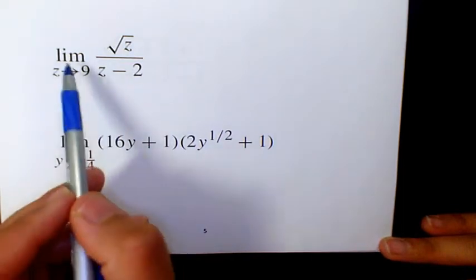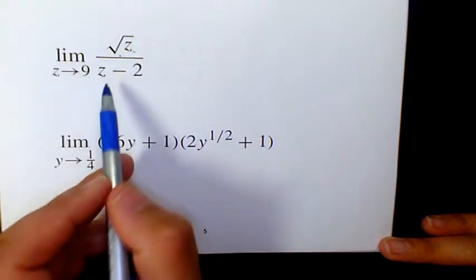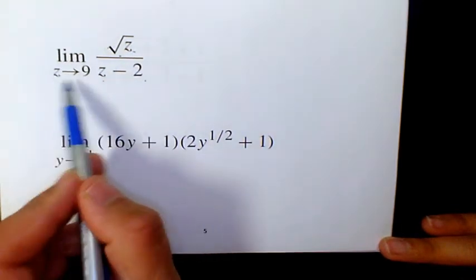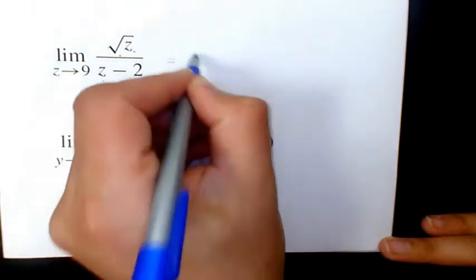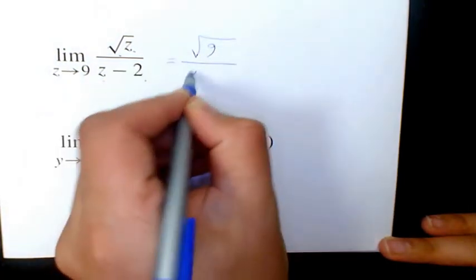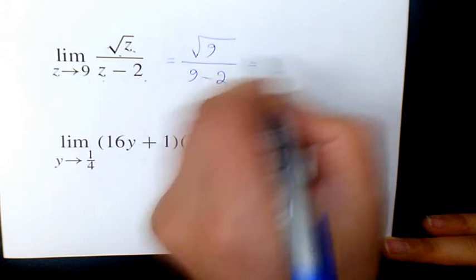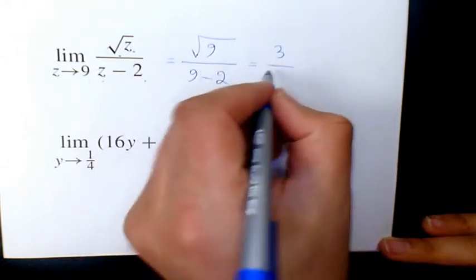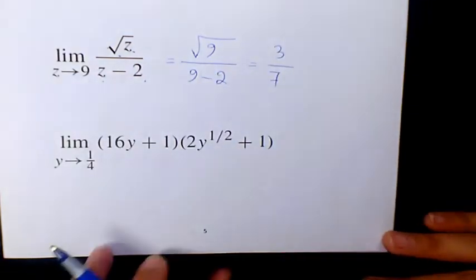Next example, limit of square root of z divided by z minus 2 when z approaches 9. It's going to be square root of 9 divided by 9 minus 2. Square root of 9 is 3. 9 minus 2 is 7.